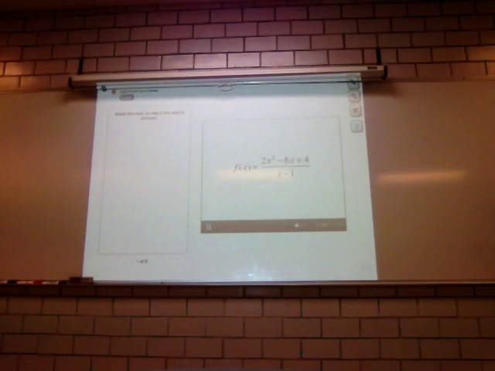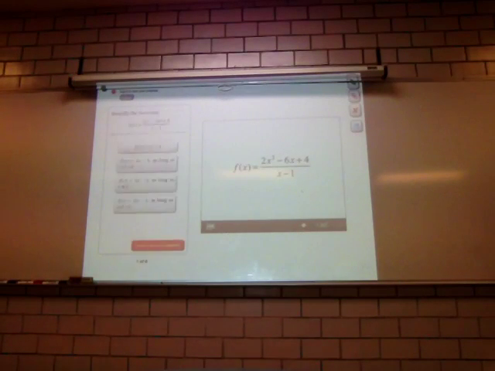First off, let's look at another example. Here's a function that's a fraction with a quadratic function over a linear function. Which of the following is another way to write this function?